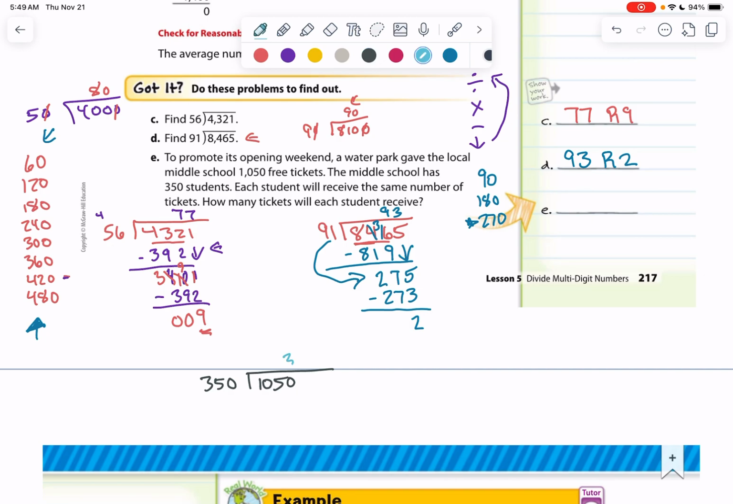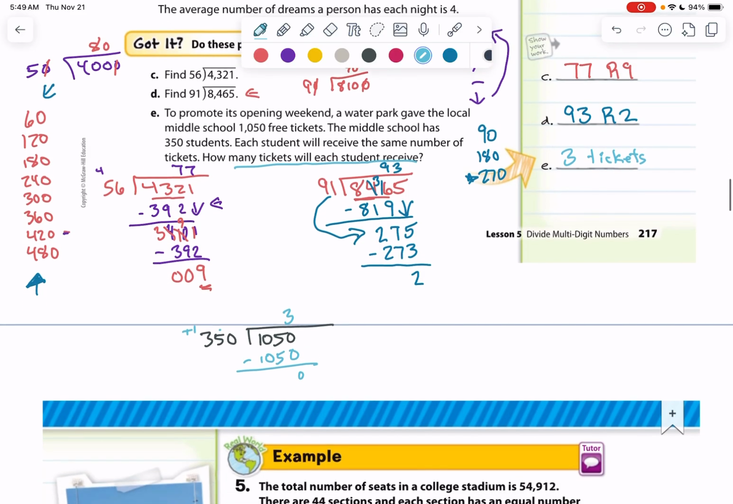Okay, so 3. 3 times 0 is 0. 3 times 5 is 15. 3 times 3 is 9, plus 1 is 10. Oh, it went in evenly. I was so afraid of that problem, and it went in evenly. So how many tickets will each student receive? 3 tickets. Awesome. Wow, someone was very generous to those students. I want to meet them. They can come to our school now.